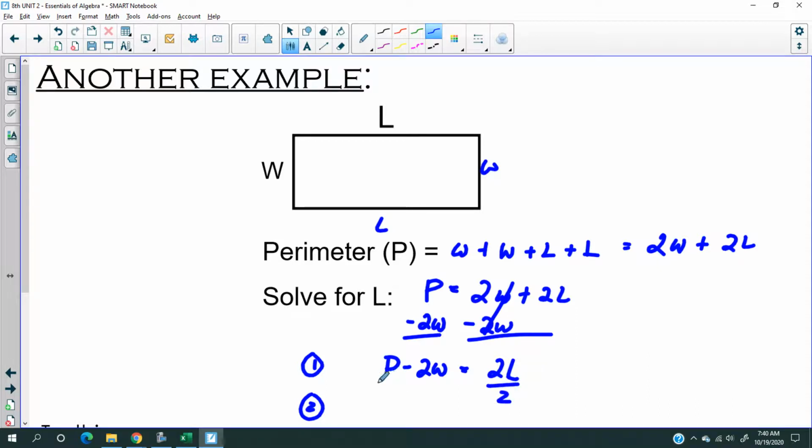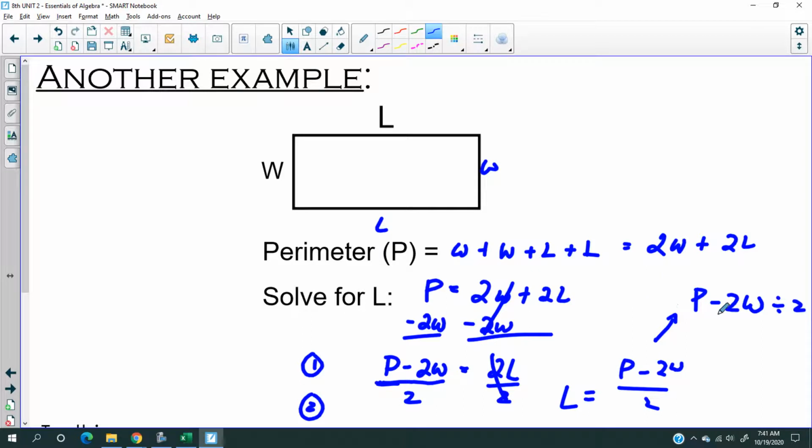Now careful here. Don't just write the division here. You're dividing this entire expression by 2, so that's what you should be writing. So what's step 2? These cancel out, and I'm left with L, and then it's P minus 2W over 2. Now, warning: if you want to write this flat out without the fractional part, you cannot write it like this. That statement right here is not the same as this statement.